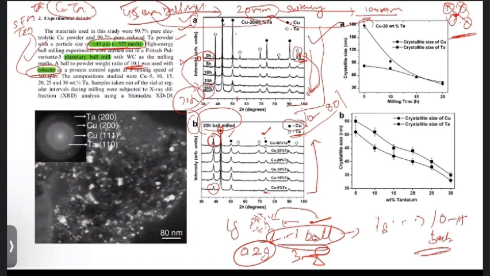So the size is getting smaller. Yes, with the increase of the tantalum content, the copper tantalum composite is decreasing. The grain size is decreasing. Yes, ma'am, slightly decreased. So we are able to decrease the size with two factors: the time factor and the concentration of tantalum factor. There are two ways.